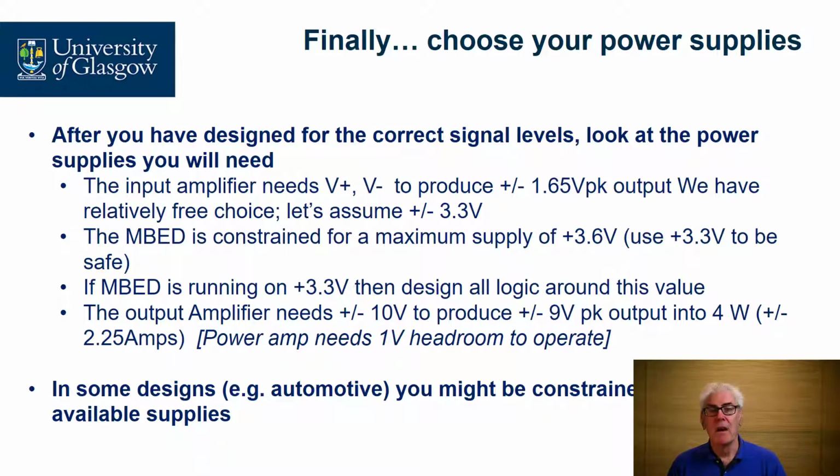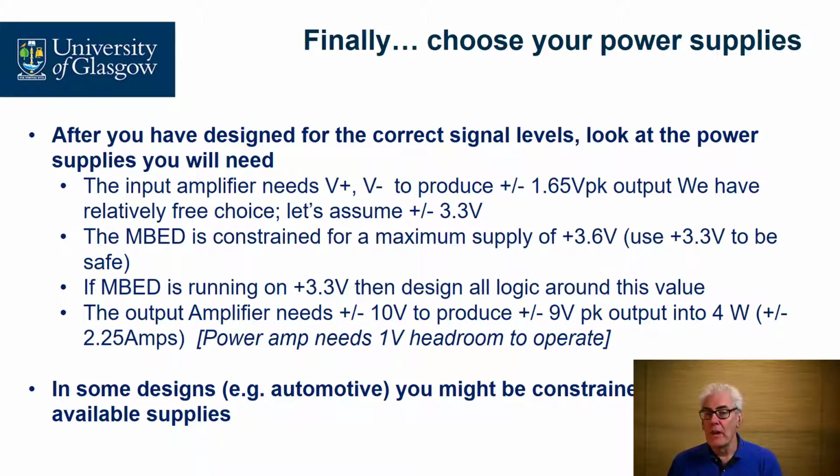So the input amplifier needs a plus and a minus signal to produce plus and minus 1.65 volts peak output. For this amplifier, we have a relatively free choice as long as it's greater than 1.65 volts. We know that the embed is being powered by plus 3.3 volts, so why not choose minus 3.3 volts as the power supply for the input amplifier. The embed is constrained for a maximum voltage of 3.6, and the working voltage will be 3.3 volts, which is safe.